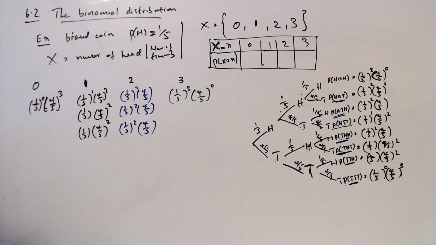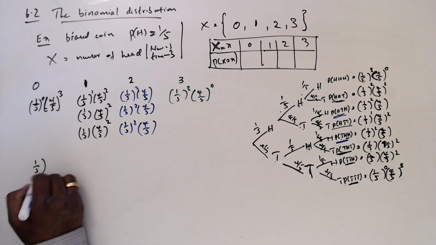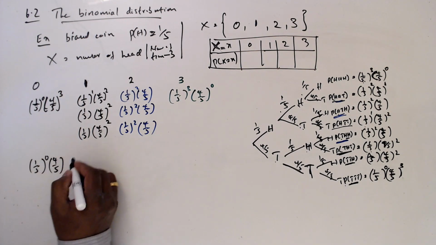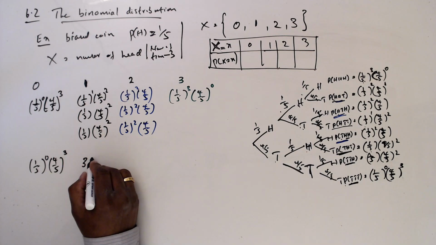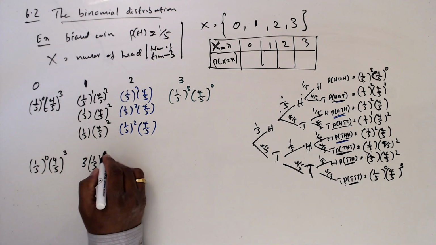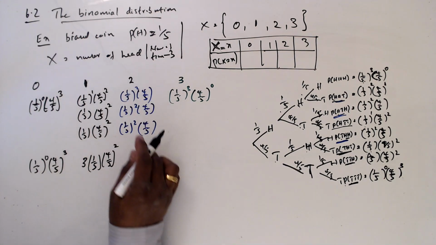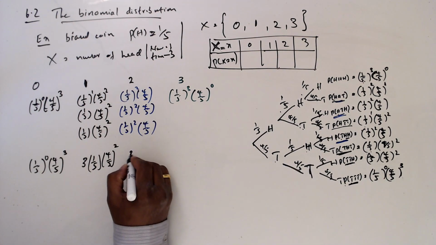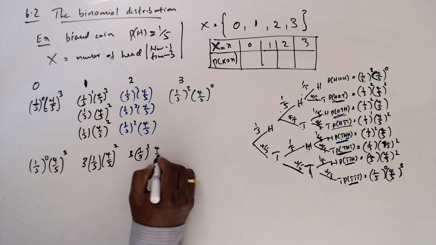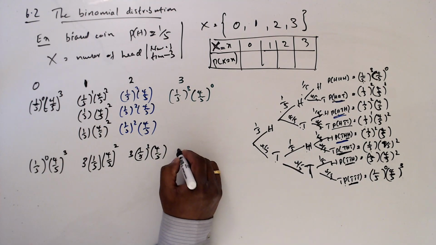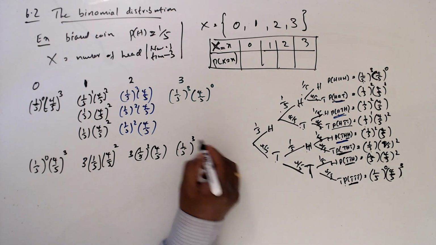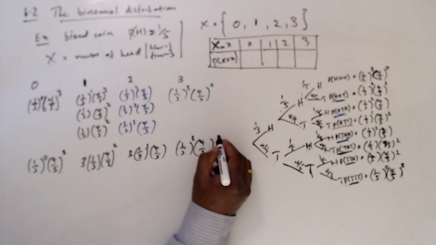Now we can see that this is (1/5)^0 (4/5)^3, and this is 3 times 1/5 because 1, 2, 3, 3 times 1/5 and (4/5) squared, and this is again 3 times (1/5) squared, 4/5, and this is only 1, so 1 times (1/5) cubed, (4/5)^0.